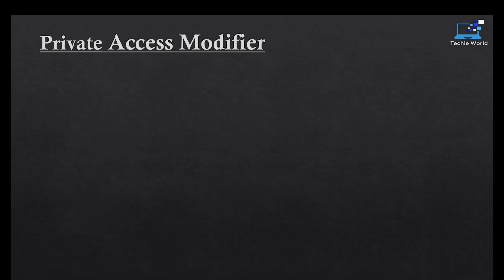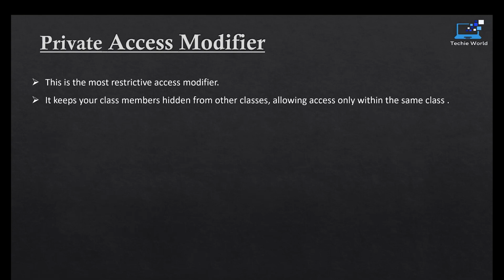So the first point about the private access modifier is that it is the most restrictive access modifier, and the second point is that it keeps your class members hidden from other classes, allowing access only within the same class. That's what I already told you. Any member of the class which is made private can only be accessed within the class. That's why, if you remember the singleton design pattern, how do you make the class singleton? You make the class singleton by making the constructor private, right? So that the constructor cannot be accessed from outside and nobody can create an object of that class. And that's how you achieve the singleton design pattern.